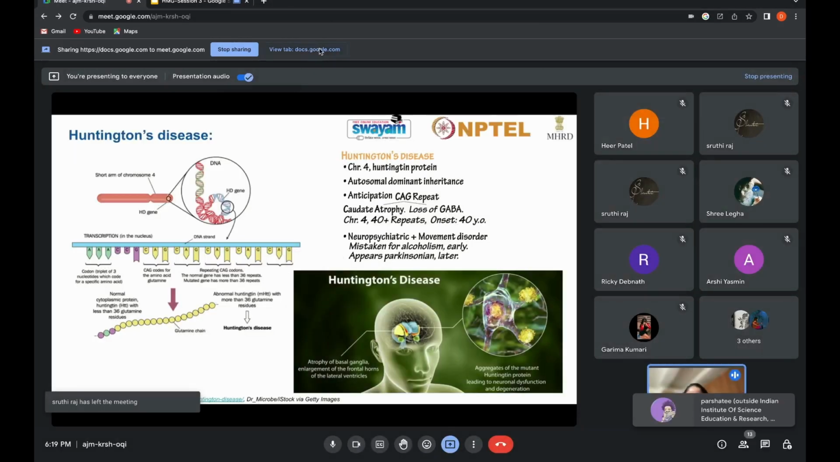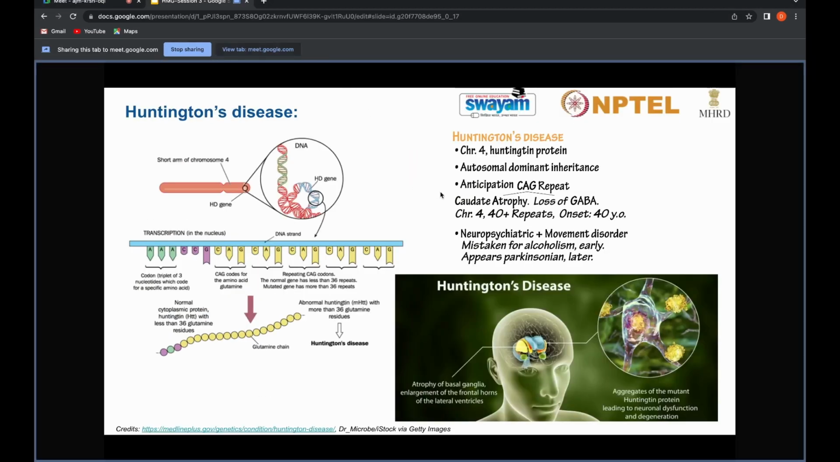As I've told you all about anticipation, what anticipation means. It leads to caudate atrophy, loss of GABA, and in chromosome 4, 40 plus repeats lead to its onset at 40 years of age. It is a neuropsychiatric and movement disorder, and sometimes it is mistaken for alcoholism, and later it appears as Parkinsonian. In Parkinson's also, similar symptoms are generally observed. So this is all about Huntington's disease.